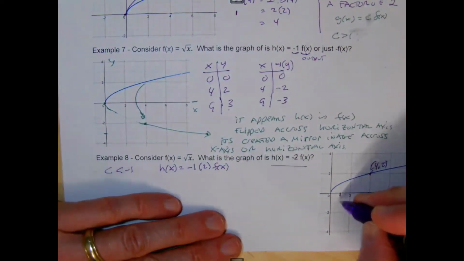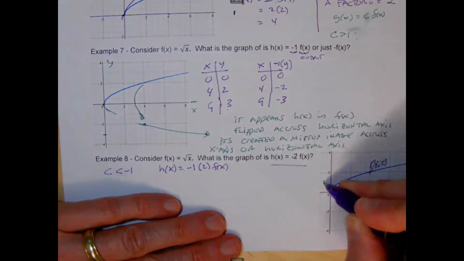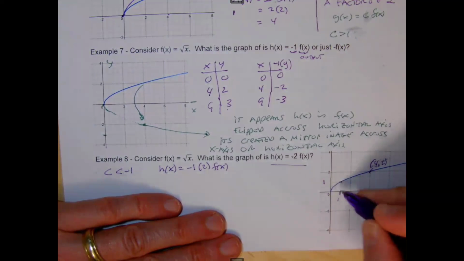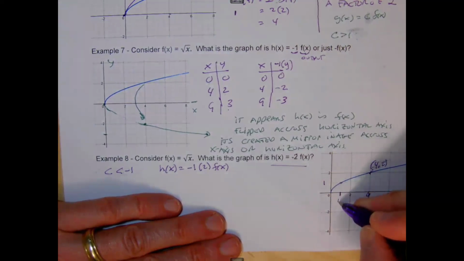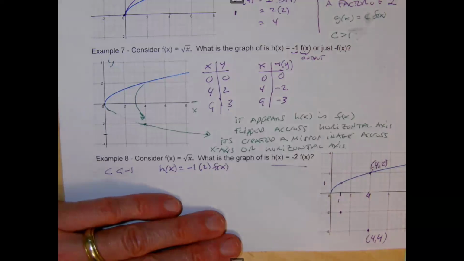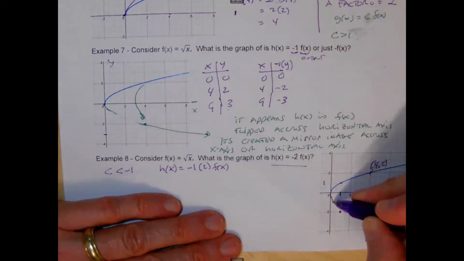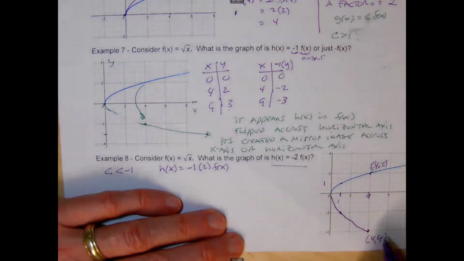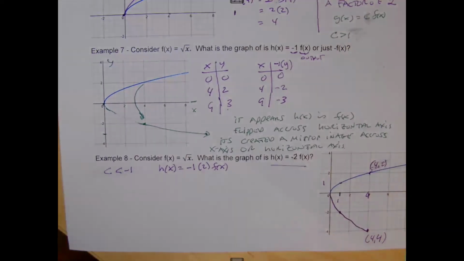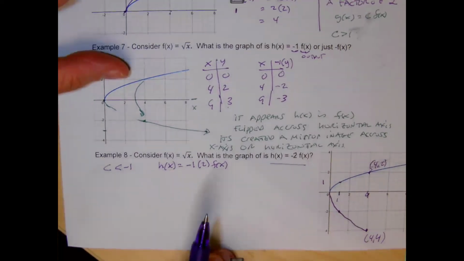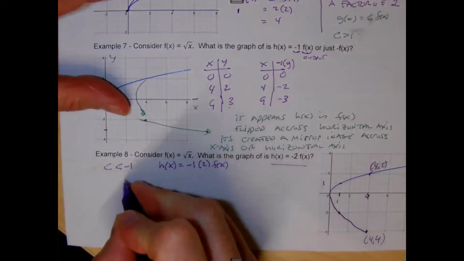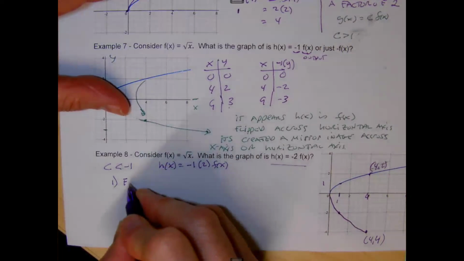At 1, this produces 1. But at 1 now, I take this output, it gets flipped and doubled. So now it's going to produce a -2. So the result, there's two things that happen here. I am flipping across the horizontal axis and also stretching by a factor of 2. So there's two things that action did.